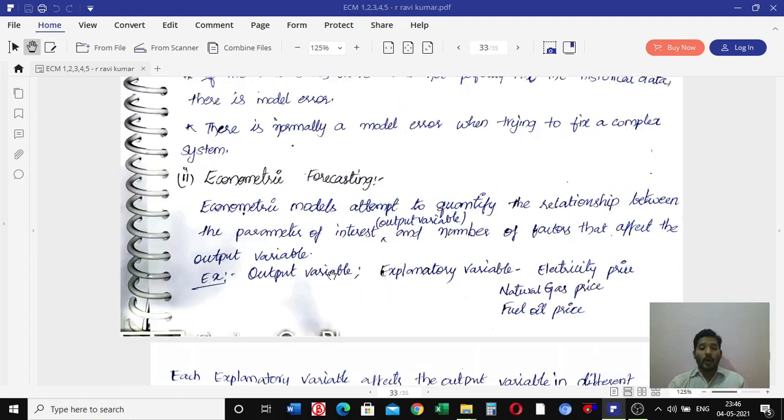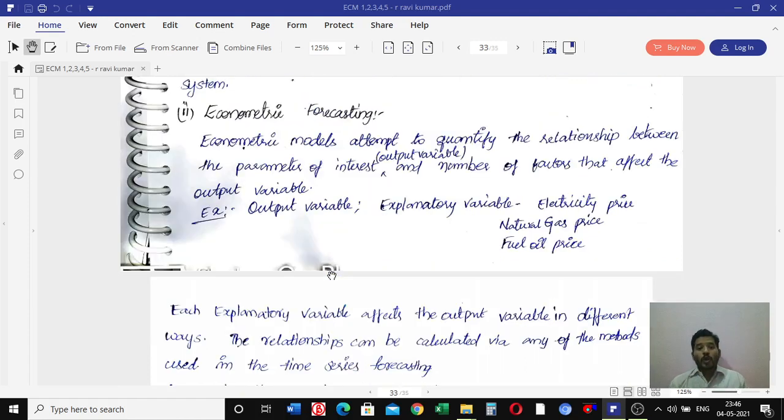Second one is econometric forecasting. In econometric forecasting, the econometric model attempts to quantify the relationship between the parameter of interest, the output variable, and the number of factors that affect the output variable. For example, the explanatory variables may be electricity price, natural gas price, and fuel oil price. That is an example of the explanatory variables.